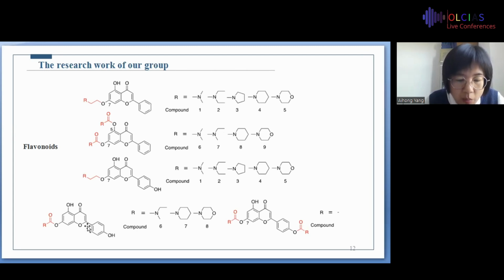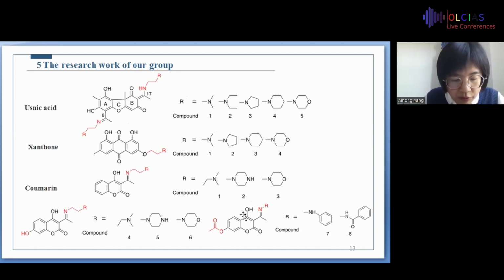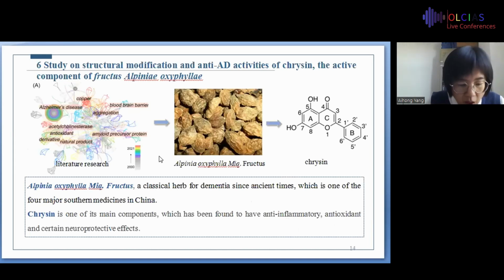For nitrogen, one or two hydroxyl groups were replaced by amine or carbamate groups. 9 nitrogen derivatives obtained. In the same way, we modified the structures of eosinic acid, xanthone, coumarin, and other components to obtain corresponding derivatives. And we carried out multi-target anti-AD activities tests, and the activity increased after modification. Here, we take the active ingredient of Yizhiren, a traditional Chinese medicine for the treatment of AD, as an example to explain the results of anti-AD in detail.